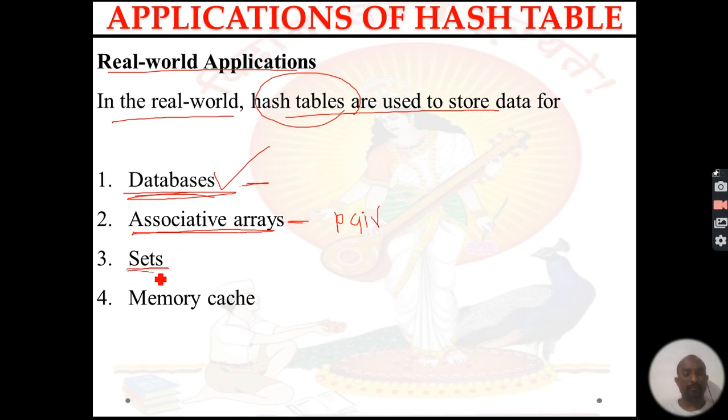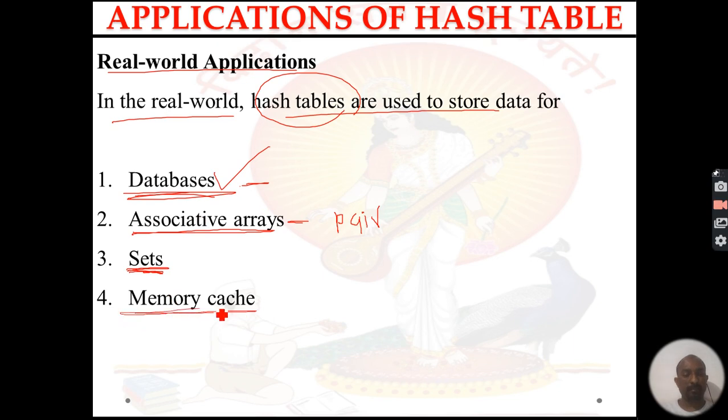Set operation. We know the set operations, like union and intersection. For those set operations we need a hash table, because again there are two values, so the hash table is also used for set operations.